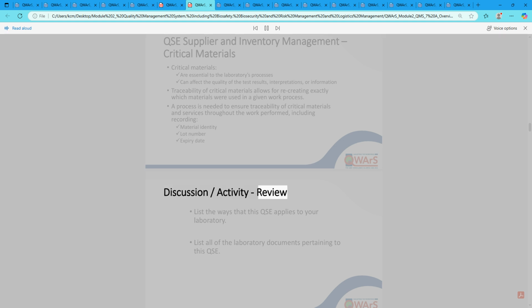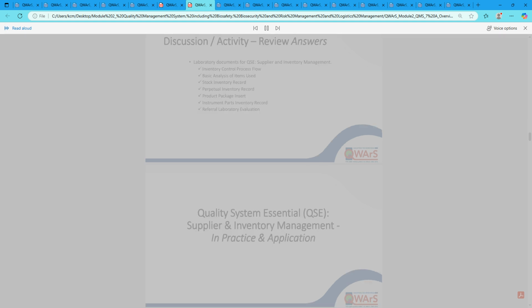Discussion/activity review. List the ways that this QC applies to your laboratory. List all of the laboratory documents pertaining to this QC. Discussion/activity review answers. Laboratory documents for QC supplier and inventory management: inventory control process flow, basic analysis of items in use and stock, inventory record perpetual, inventory record product package insert, instrument parts, and inventory record referral laboratory evaluation.